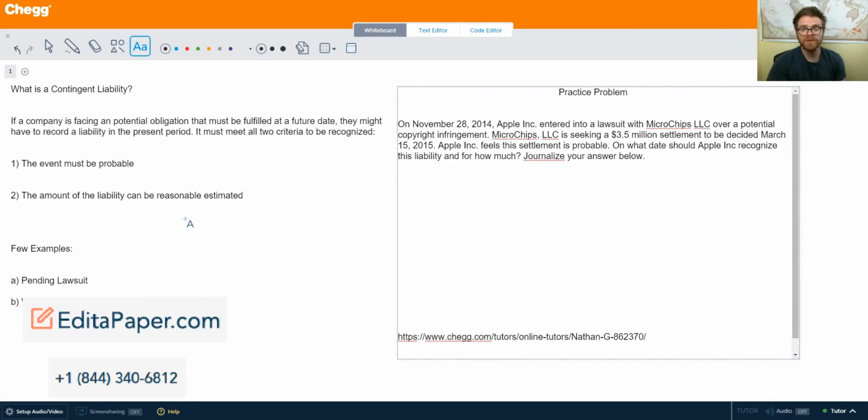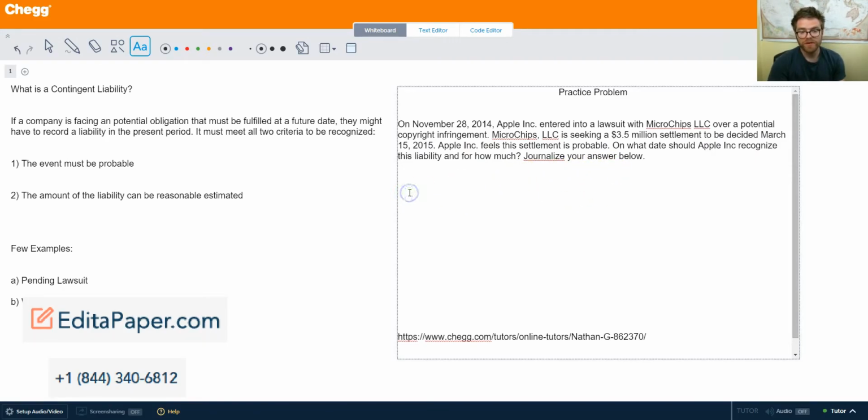So let's take a look at a problem and you can see exactly what I'm talking about here. In the practice problem, on November 28th, 2014, Apple Incorporated entered into a lawsuit with Microchips LLC over a potential copyright infringement. Microchips are seeking about a $3.5 million settlement to be decided in March of 2015. Apple Incorporated feels the settlement is probable, so it's most likely going to happen. On what date should Apple Inc. recognize this liability and for how much? Journalize your answer below.